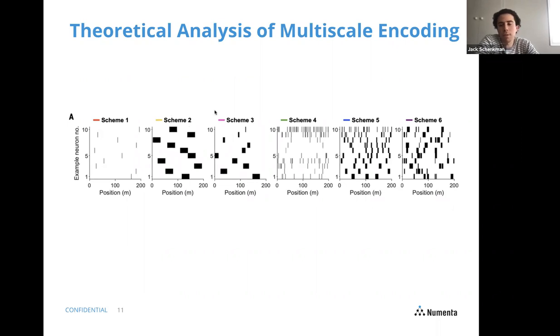This one, each neuron has a single place field, but the place fields are of different sizes between neurons and increase as you go across the population. In this one, each neuron has multiple place fields, all of the same size, and the size of the place fields for neuron I and neuron J are the same. In scheme five, each neuron has multiple place fields. The place fields for a given neuron are all of the same size, but different neurons have different place field sizes. And then in scheme six, it's a hodgepodge of everything, I guess. Each neuron has multiple place fields, all of different sizes. Basically scheme six is what aligns most with the empirical observations.